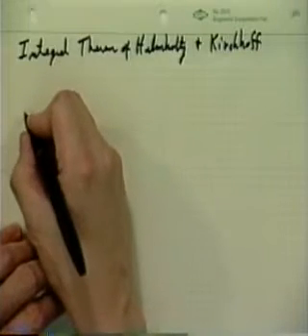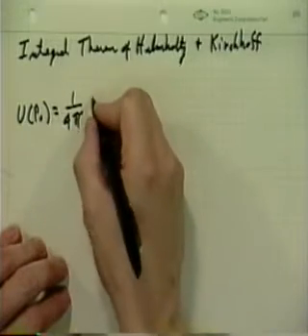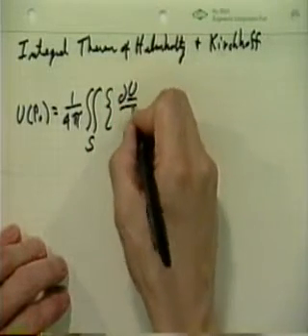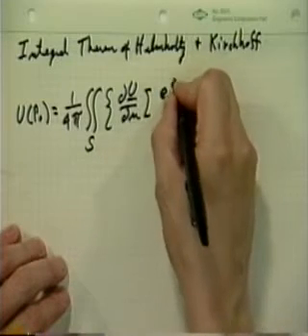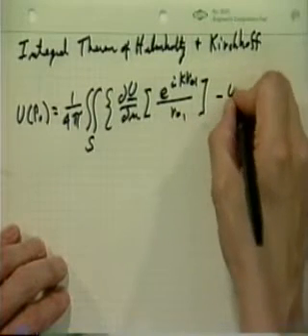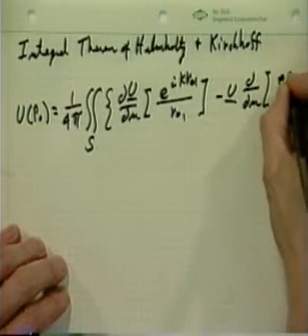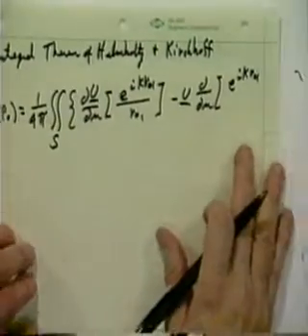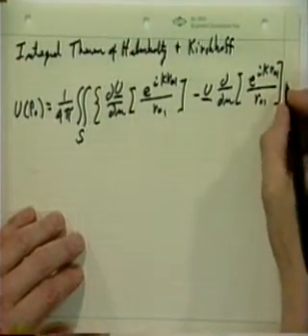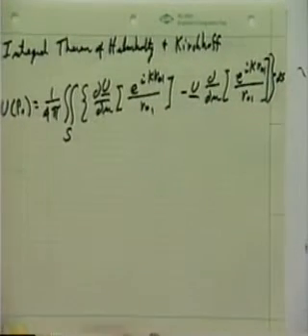So we had the expression right at the end of class that u of P naught was 1 over 4 pi, the integral over this surface, which we'll soon worry about, partial u with respect to n, e to the i k r01, divided by r01, minus u, partial with respect to n, of e to the i k r01 over r01, and a dS right there at the end. Okay, so that's what we had at the end of last class.